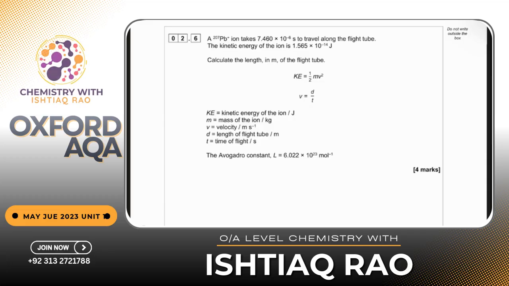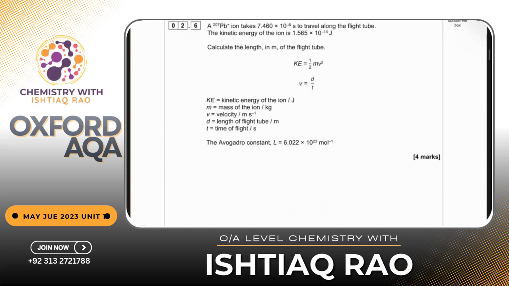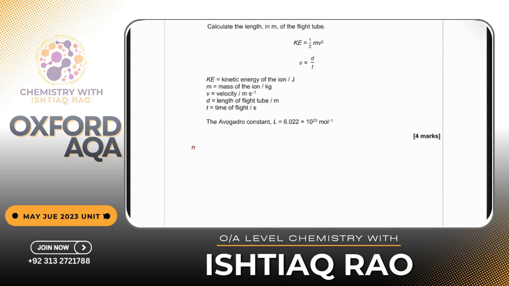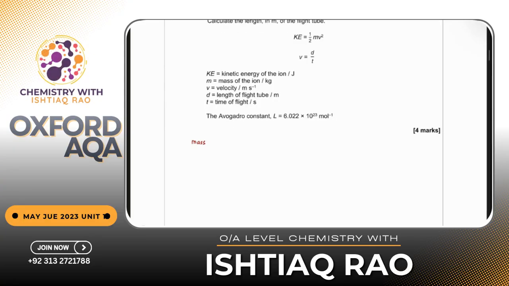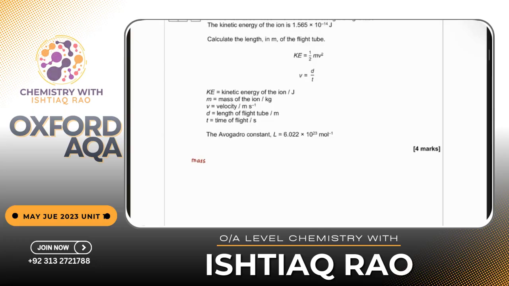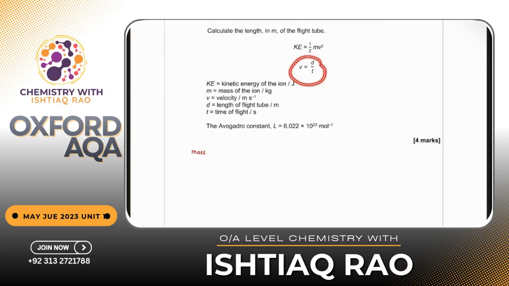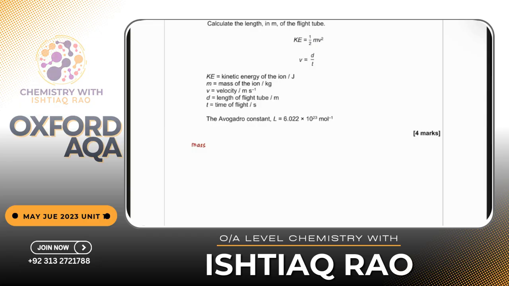So I would be starting from calculating the mass of the ion. I have to get the mass as well. So how can I calculate the mass first? By the way, I have to calculate the final d, the length in meters. But for d, I must get v. For v, I have to apply this formula, and for v, I must know the mass. So first of all, I'm going to calculate the mass.